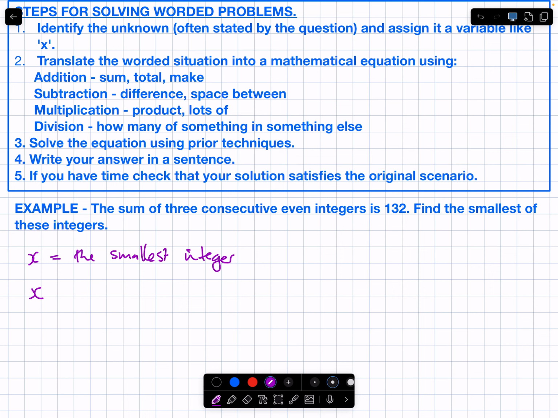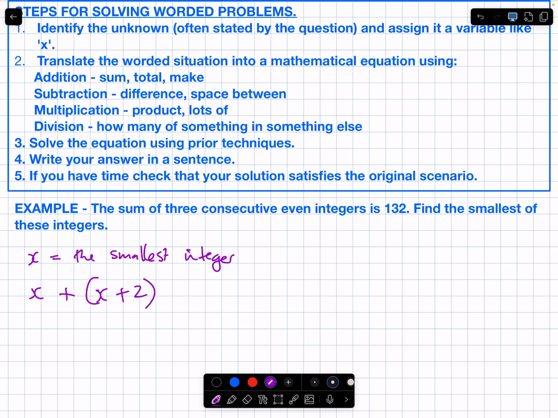What do I mean by consecutive? In order. So 2, 4, 6, 8. They're consecutive. I don't know what the integers are, so I can't write 2, 4, 6, 8. But if I know the smallest integer is x, how much bigger is the next even integer going to be? Plus 2. Good. So it's going to be x, and based on the information that we did in the steps, that word is key. Sum. What operation in maths is the sum? Addition. So I'm adding the smallest integer plus the next even integer.